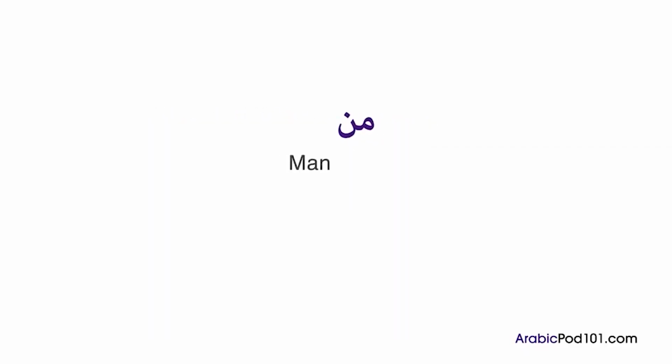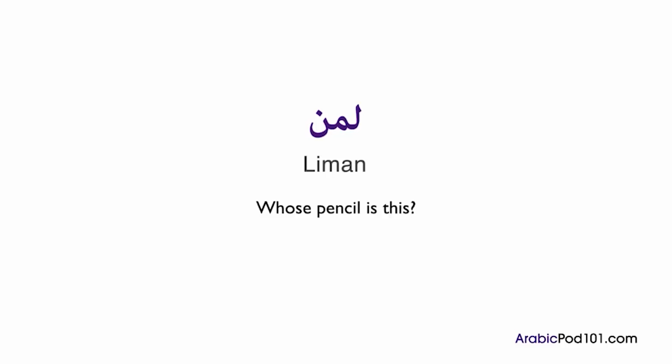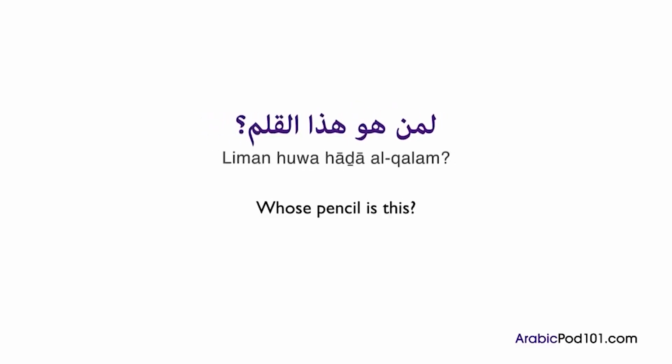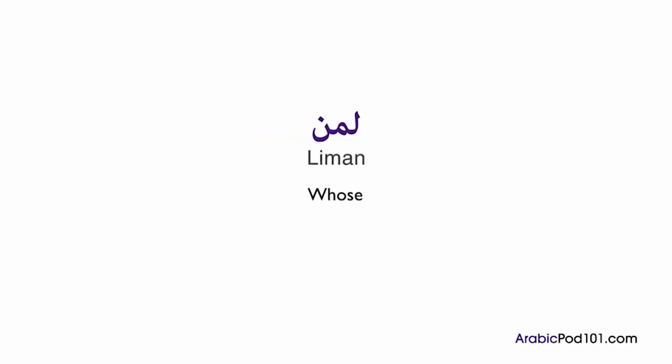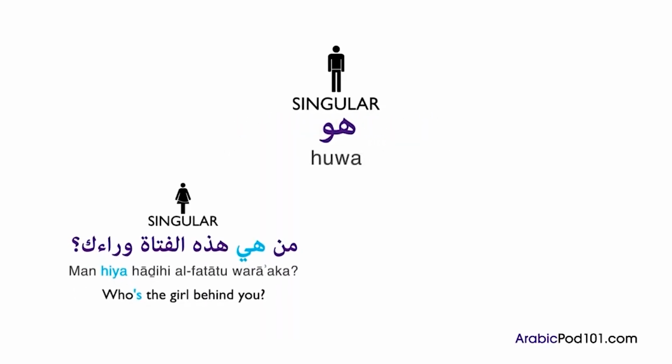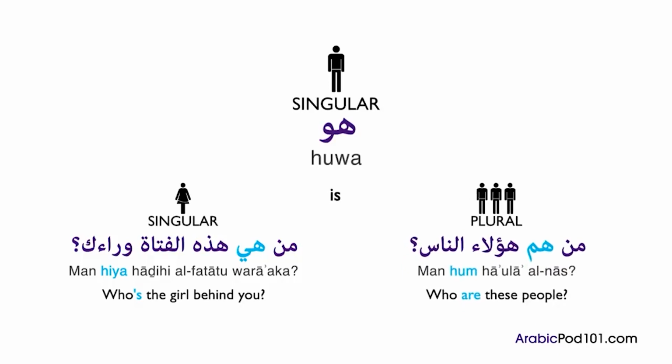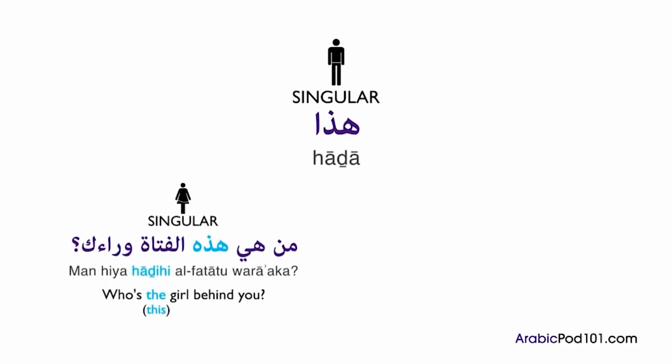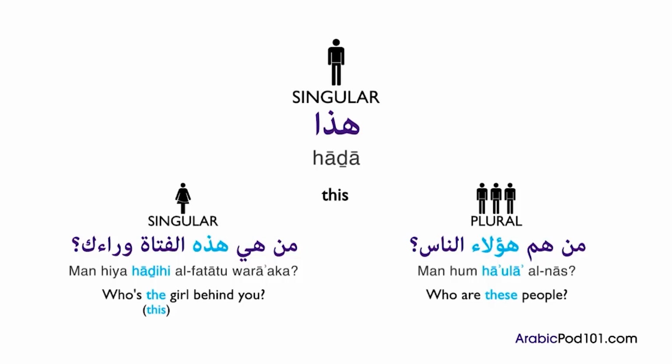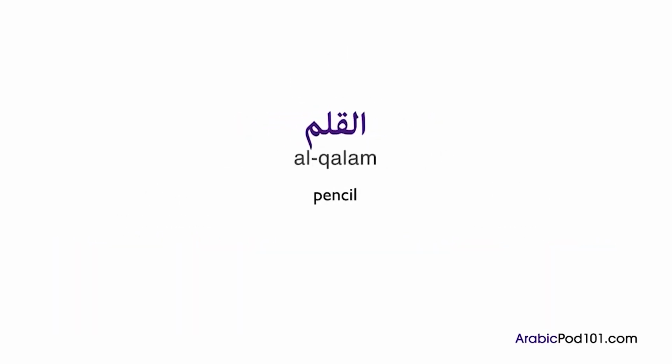Another question formula with man that is used a lot is liman. In this case, the meaning is different because it can be translated as whose. So if you want to ask whose pencil is this, you will have to say لمن هو هذا القلم? If we break down this question, it is لمن, which is whose, or literally to who, هو, which is the masculine form of هي, and the singular of هم, and can be translated as is, but is not a verb. هذا is the masculine of هذه, and the singular of هؤلاء, meaning this. And finally, القلم, which means pencil.